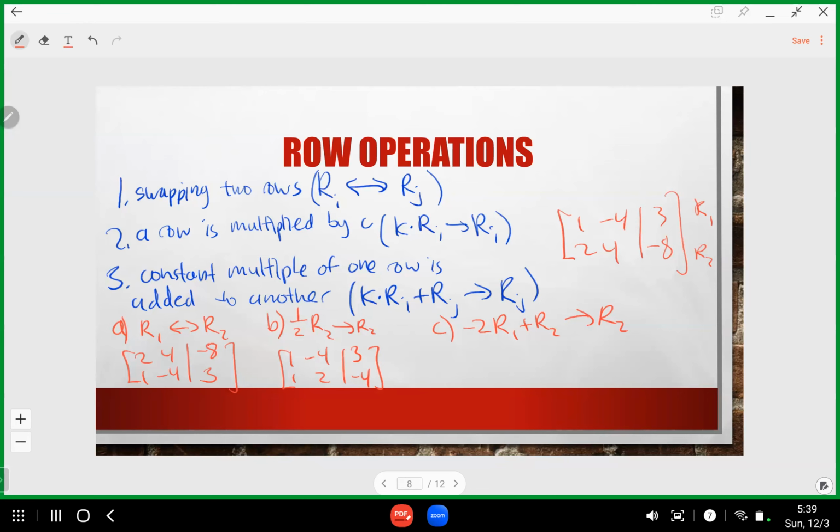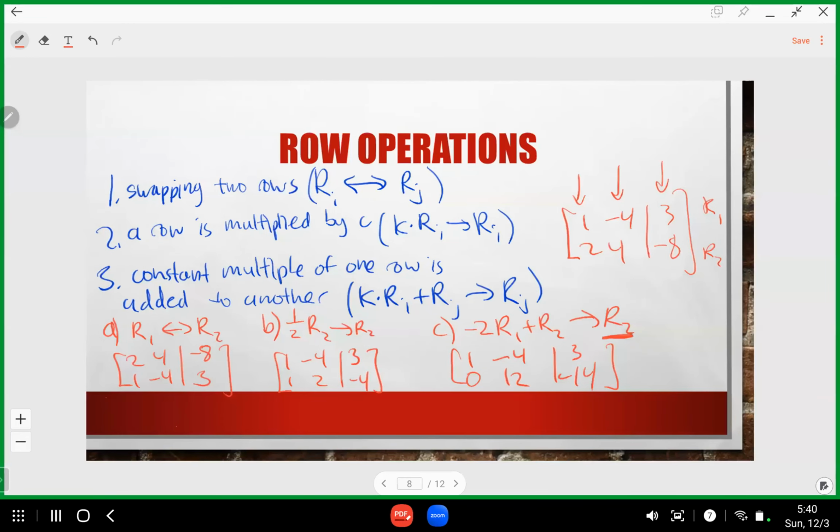All right. So let's see what happens here. So essentially, again, row 1 is not affected because this affects row 2. So you're still going to have row 1 normally here. Row 2 is going to be affected because -2 times 1 here is added to 2. So you're going to have 0. And then -2 times -4 here plus 4 is 12. And then -2 times 3 here added to -8 is just -14. Right, so that's how you do these row operations.